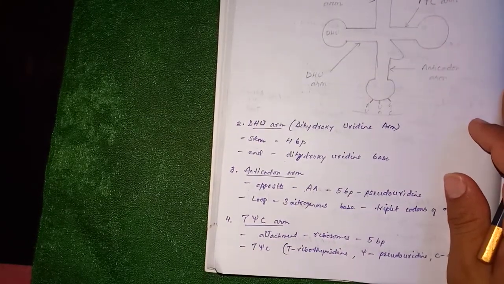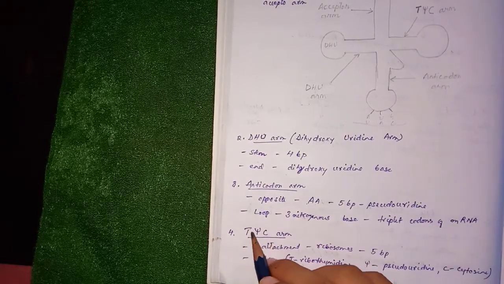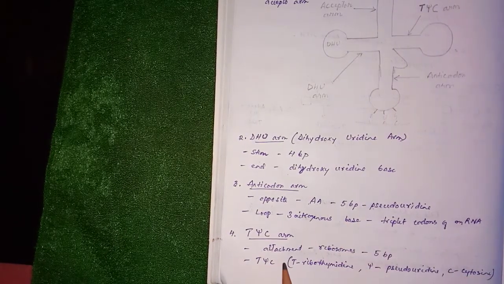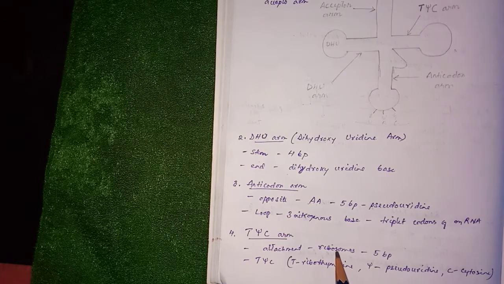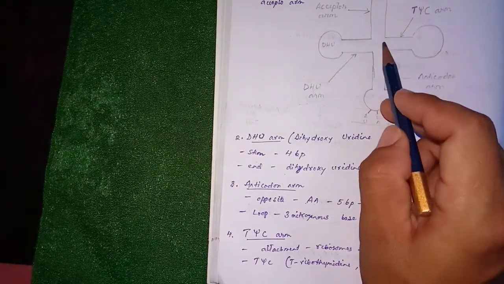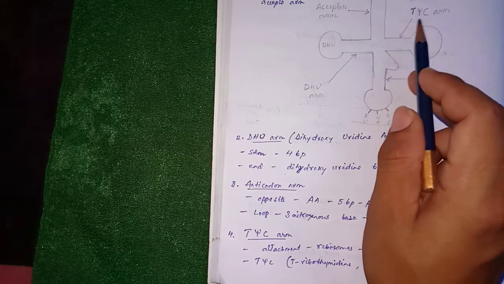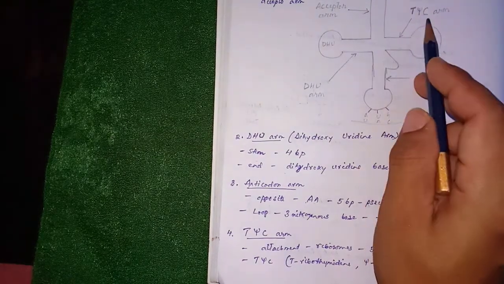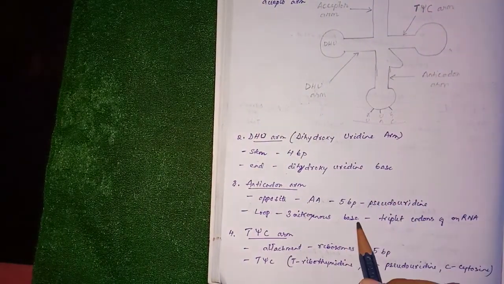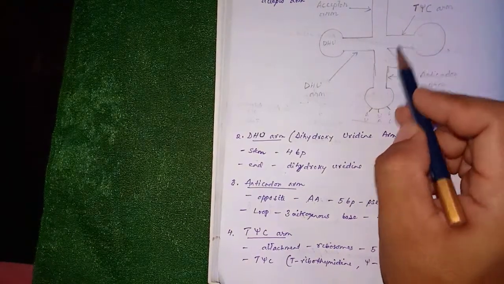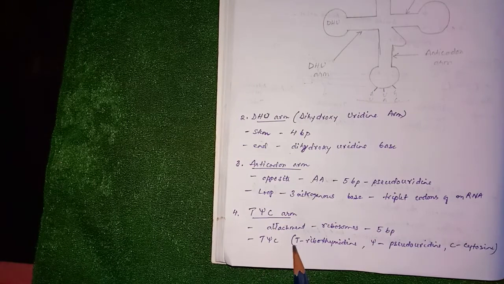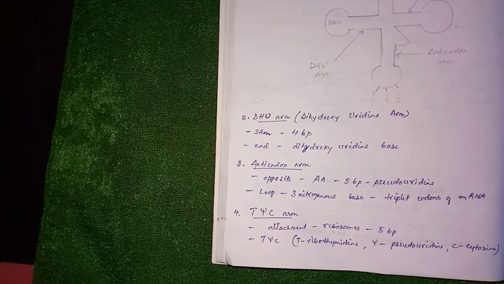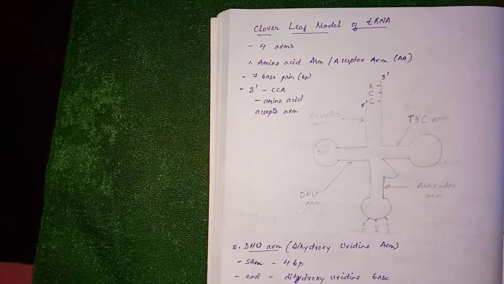Now the fourth arm is the T sigma C arm. So this T sigma C arm has a site for attachment of ribosomes for protein synthesis, and this indicates the T sigma C arm, and the stem of this arm has 5 base pairs. That means 5 base pairs are found in this stem of the T sigma C arm. Now this T sigma C arm stands for T, ribothymidine, sigma, pseudouridine, and C, cytosine. So this is all about the clover leaf model of tRNA.